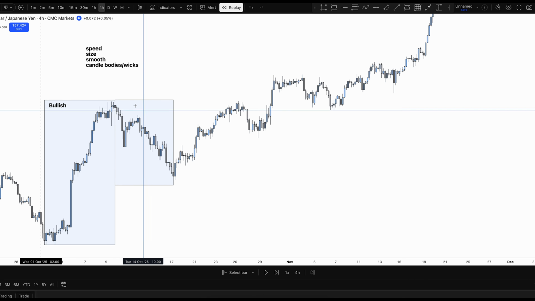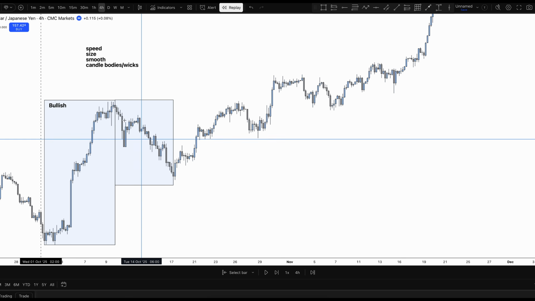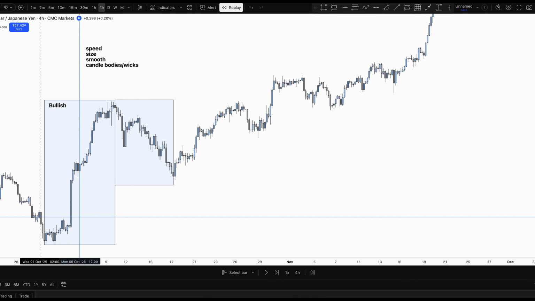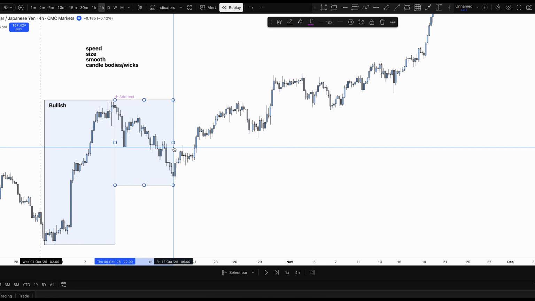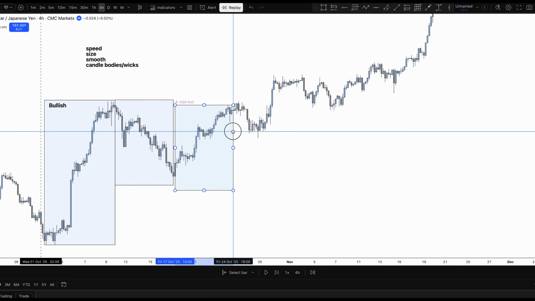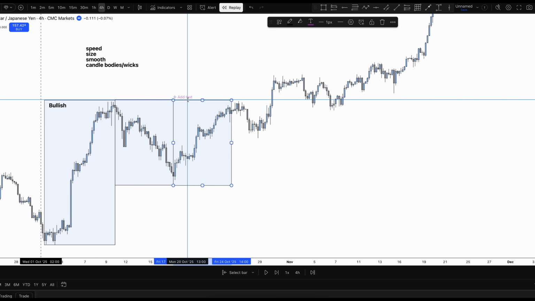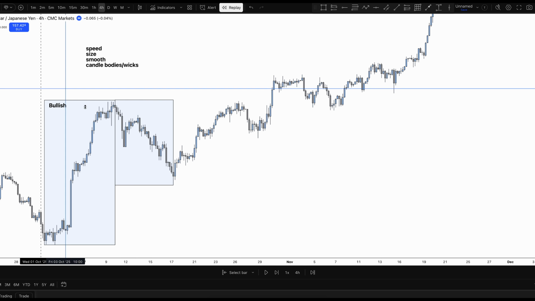So speed-wise, you could say, well, it took less time, but it took less time to cover a lot less ground. So realistically, if this was to pull all the way back to the 100% mark, it would be double this, right? It would be a considerably longer period of time than it took for us to rally initially. So speed, that's actually kind of slow in comparison to previous.